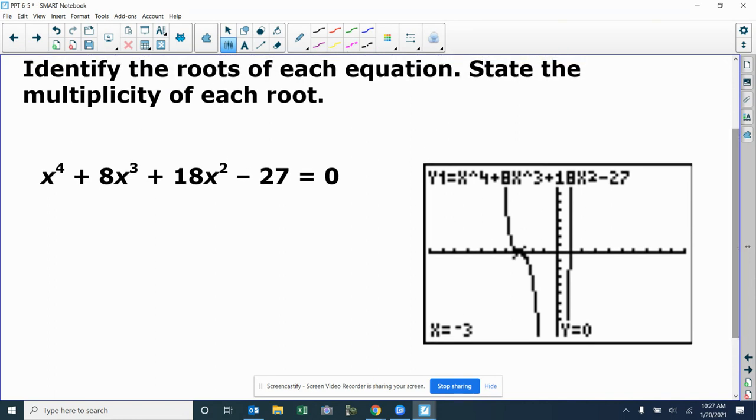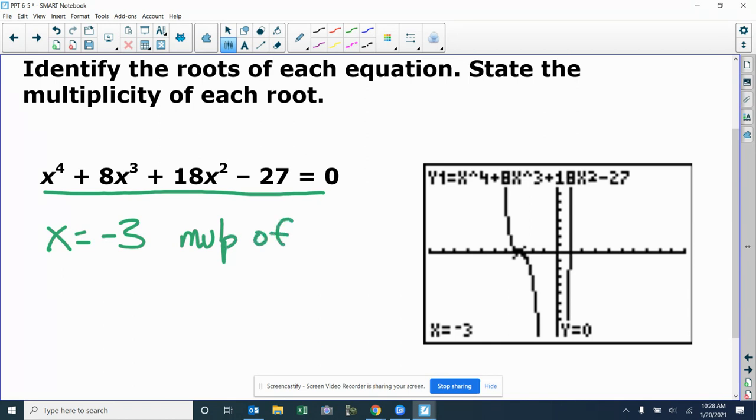What do you think? Just by visual, we're not going to even check it, just visually. How many roots do I have to find? 4. Is anything sticking out at you? Sure, x equals what? -3. Does it look like it goes straight through or does it hook through? So that's going to be a multiplicity of what? Okay? Do we have any others where it looks like it's going?